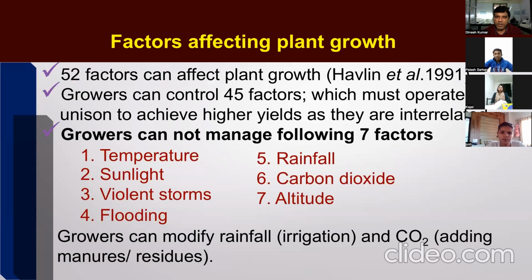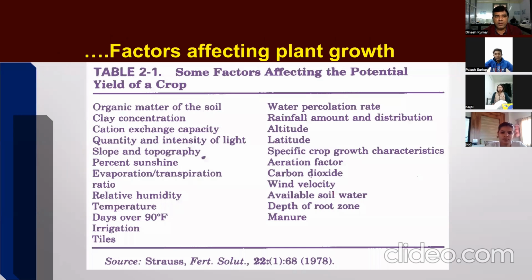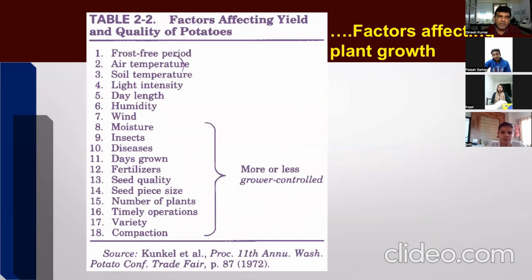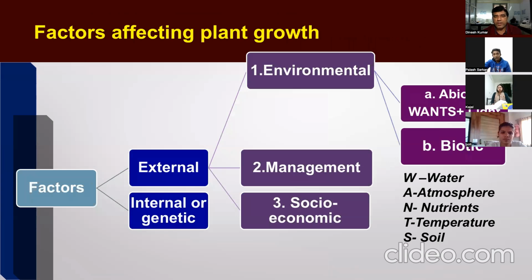There are a large number of factors suggested by different people. You see, soil-related, climate-related, plant-related, a number of factors. But they can be simply grouped like this, if you remember: external factors and internal factors. External factors are three: environmental, management, socioeconomic. And environmental, meaning outside factors, are two: abiotic and biotic. You know the abiotic ones: water, atmosphere, nutrients, temperature, soil, plus light. And biotic factors are weeds, disease, pests, etc.